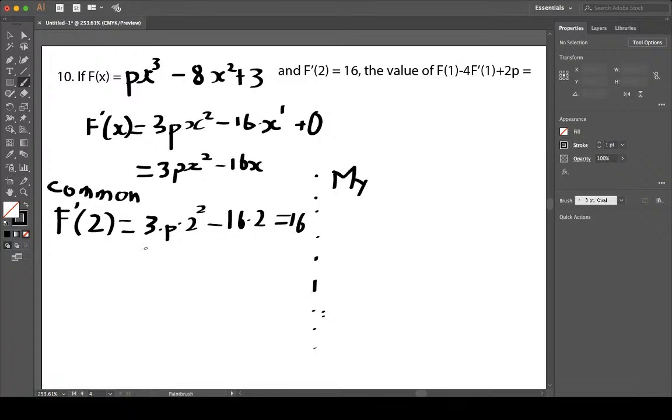Okay, so let's actually solve this guy. 12p, which is 2 squared, that's 4, times 3, that would be 12p, subtracted by 32 would equal to 16. And so 12p equals to 48, p would equal to 4.